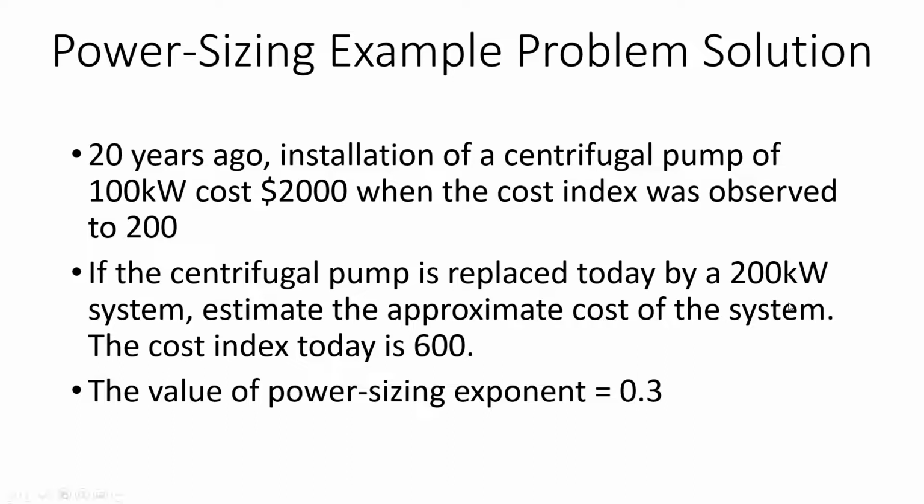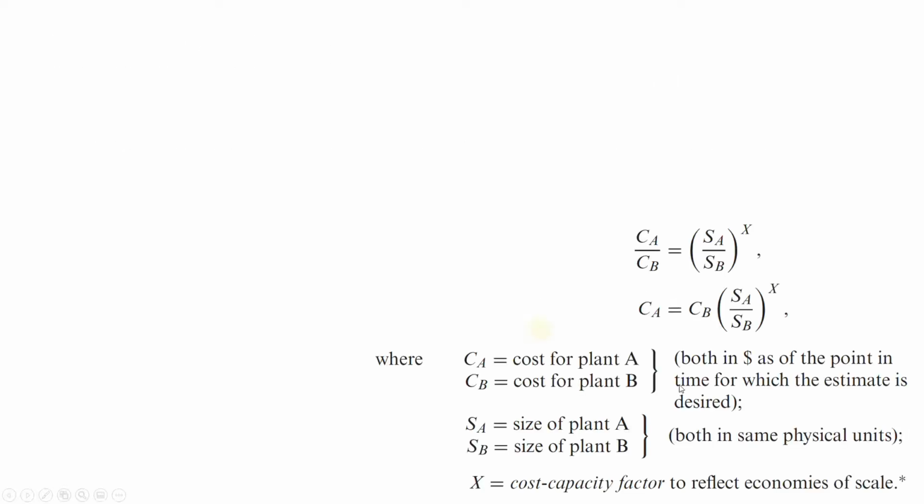So generally the cost decreases, and that's where we have this power sizing exponent value 0.3. So it decreases significantly generally. Now, to solve this problem, there are two steps. First, you have this cost information available from 20 years ago. You have to find the cost today for that same 100 kilowatt system. In the second step, we use this power sizing formula to calculate, if we have information for 100 kilowatt, what would be the cost for 200 kilowatt using that power sizing exponent value 0.3.